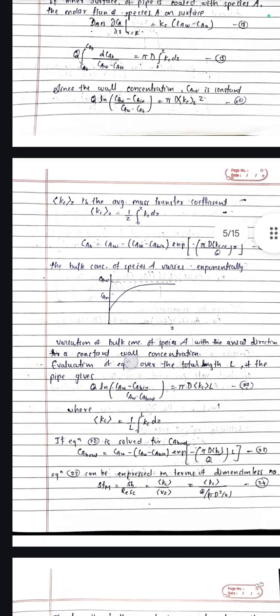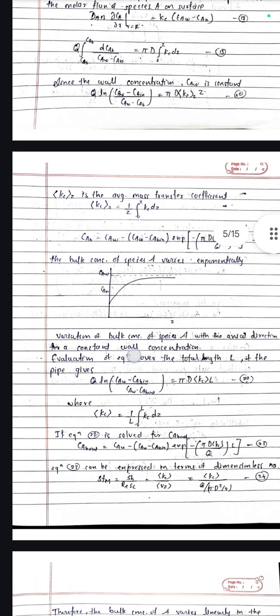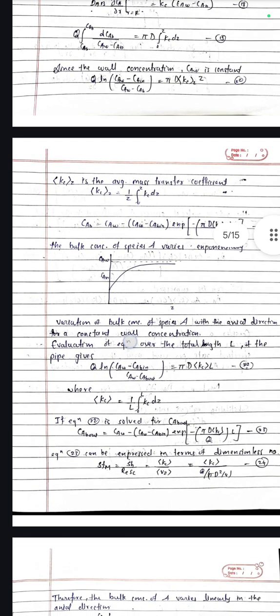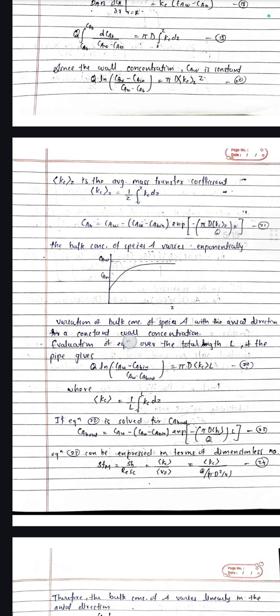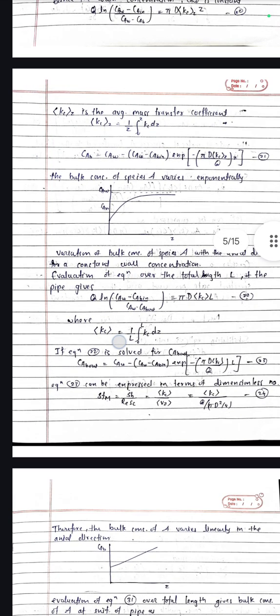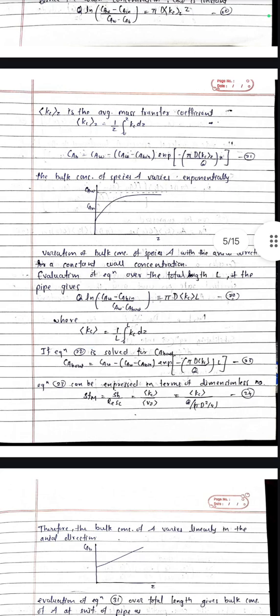Kcz is the average mass transfer coefficient, Kcz equal to 1 by z times the integration of Kc dz. CAW minus CAB is equal to (CAW minus CAB in) times e raised to the power minus pi d Kcz by Q times z. The bulk concentration of species A varies exponentially. This is the variation of bulk concentration of species A with the axial direction for a constant wall concentration.